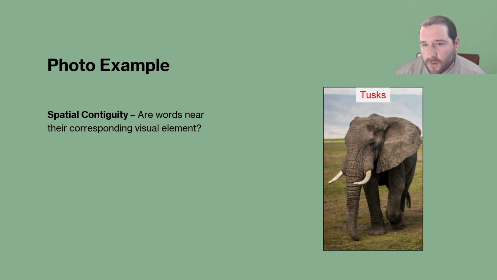But just by relocating that label, now we're following that spatial contiguity principle. The label in our text is right near that visual element that we're talking about. So just little ways to clean up these instructional images. Instead of having our label up here, let's put it where it's supposed to be, right next to the image we're talking about.